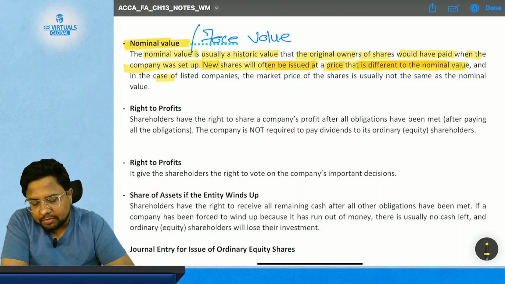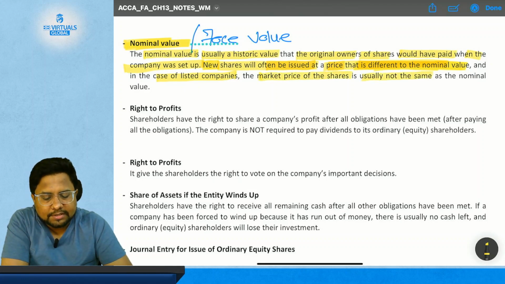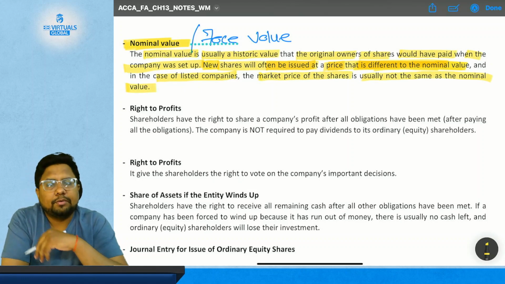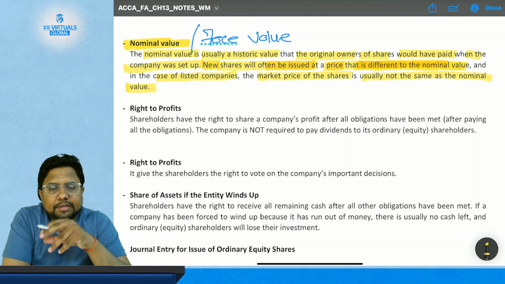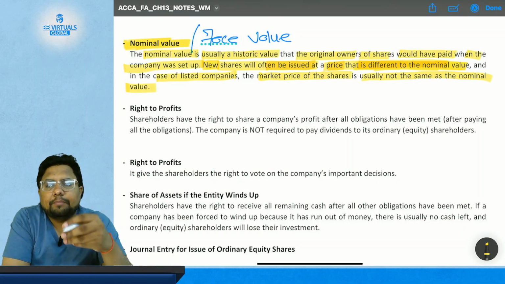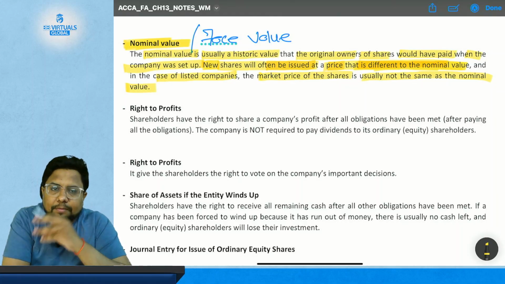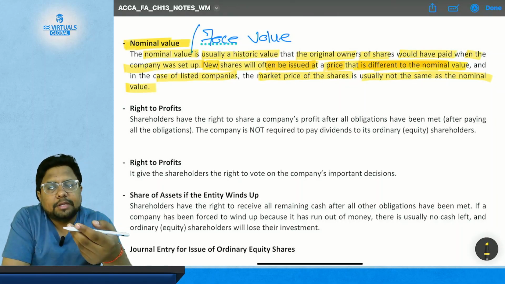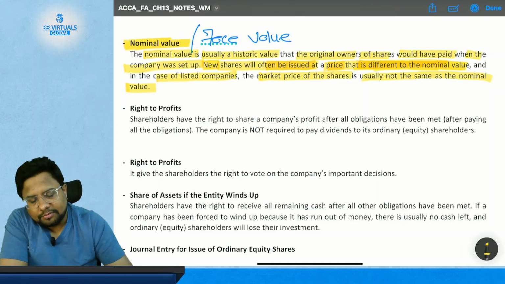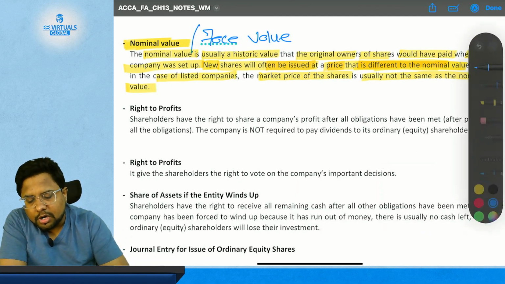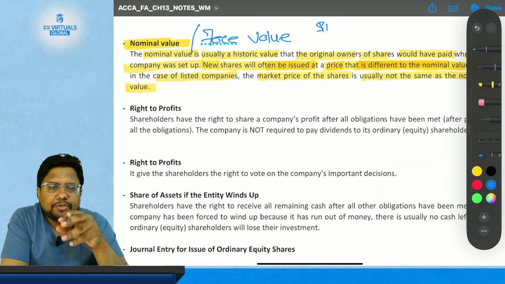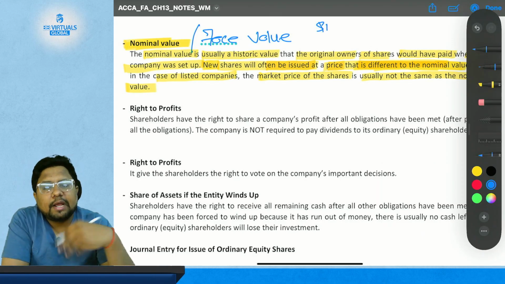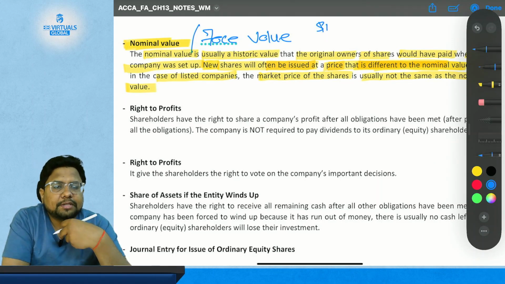And in the case of a listed company, the market price of the share is usually not the same as the nominal value. So if the company is listed, then the market price will prevail, and if the company is non-listed, then the price at which shares will be issued subsequently will always be higher than the nominal value. Because if the first time a share was issued for $1, then next time it will not be issued at $1, it will be issued at a higher price because now the company has some value.